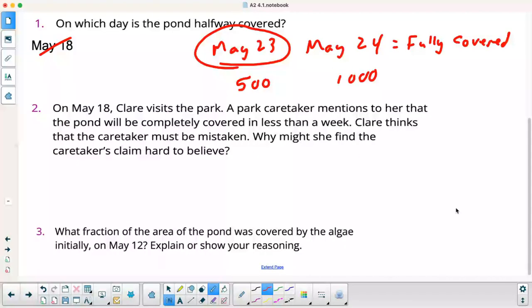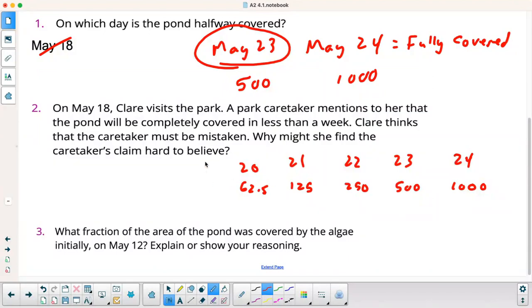So again, I just made up this number 1,000. On May 24th, we're at 1,000. On the 23rd, we'd be at 500. I'm just going to go backwards. On the 22nd, it's 250. The 21st would be 125. The 20th would be half of 125, so that's 62.5. The 19th is half of that. And on the 18th, it's a really tiny amount.